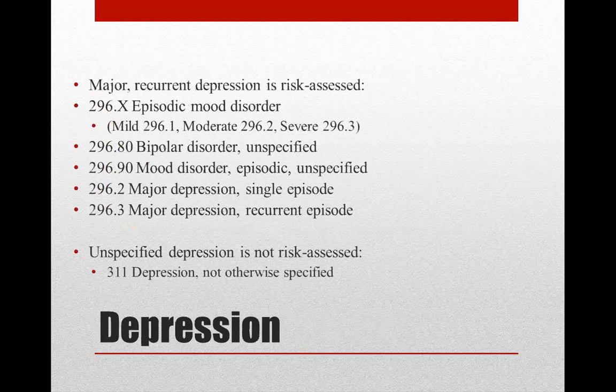Depression. A lot of people just use the 311 depression code, which is not otherwise specified. It does not risk adjust. That code's usually used just when it's secondary to bereavement or substance abuse or something like that. However, you want to make sure that your depressive patients don't fit the criteria for major recurrent depression, 296.1, 2, or 3, or any of these other mood or bipolar disorders. The reason is they risk adjust.